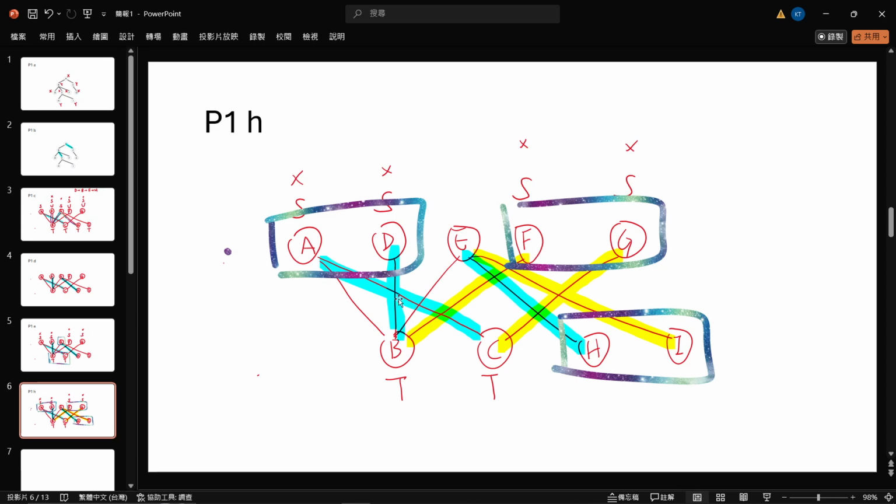This matches the size of the edge cover we had: 1, 2, 3, 4, 5, 6. Basically 3 blue edges and 3 yellow edges. So we have an edge cover and an independent set, and they have the same size. So this shows that the edge cover and the independent set are optimal.